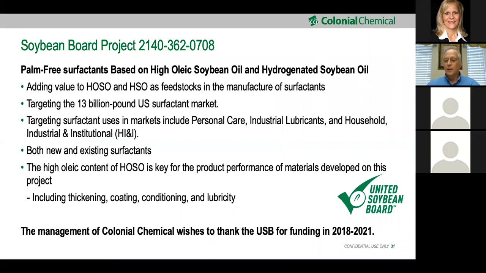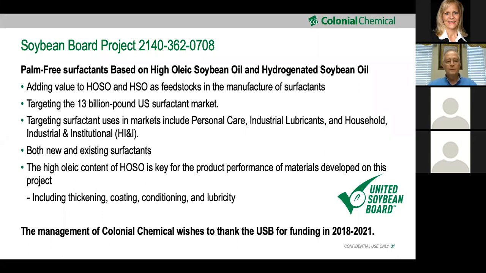So we mentioned that a lot of this work was done in conjunction with the United Soybean Board. We're very grateful for the funding that we here at Colonial have received for the last 3 years. During that time frame, we've been trying to add value to high oleic soybean and hydrogenated soybean oils as feedstock in the manufacture of surfactants. We've been targeting the 13 billion pound US surfactant market, and largely in the areas of personal care, industrial lubricants, and HI&I. We've targeted taking some of our existing products and flipping them over to the use of soybean, as well as developing new products.